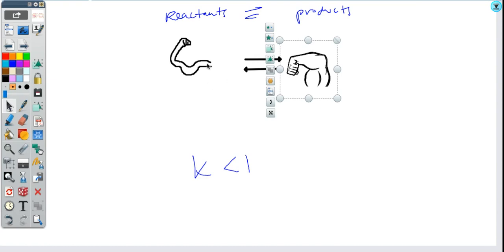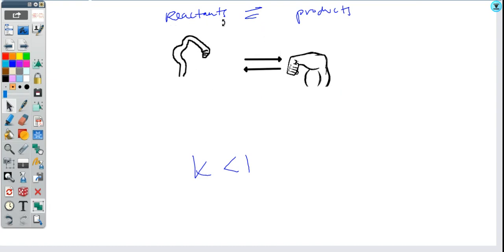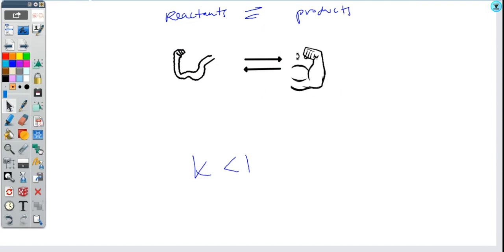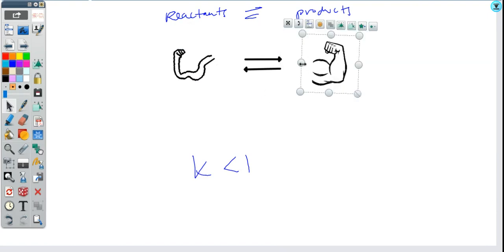Make more reactants. The weaker things, right? Here's my little weakling arm pushing back the other way, not going to be able to push as successfully to make as much product. So in a case where the K value is less than 1, right, you're actually going to have more reactant than product. And what that means is that the products are stronger.